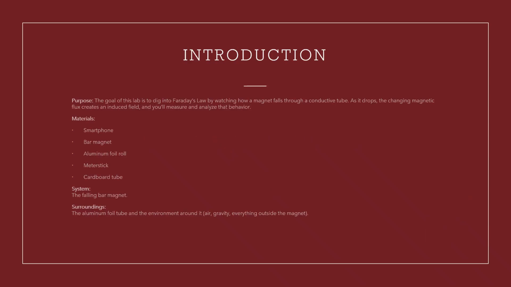To begin, the goal of this lab is to dig into Faraday's law by watching how a magnet falls through a conductive tube. As it drops, the changing magnetic flux creates an induced field, and you'll measure and analyze that behavior. Some of our materials were a smartphone, a bar magnet, an aluminum foil roll, a meter stick, and a cardboard tube. Our system was the falling bar magnet, our surroundings were the aluminum foil tube, and the environment surrounding it, i.e., air, gravity, and everything outside the magnet.